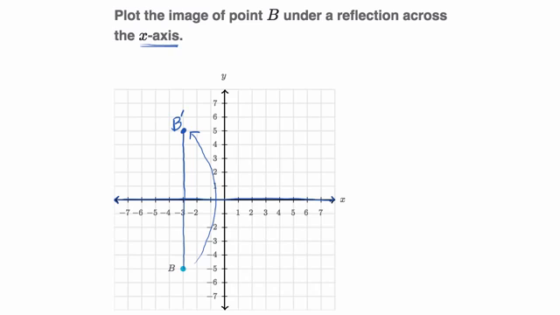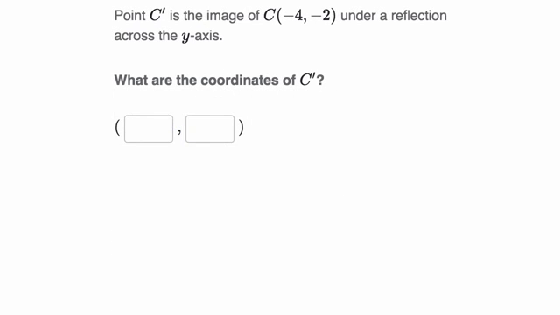Let's do another example. So here they tell us point C prime is the image of C, which is at the coordinates -4, -2, under a reflection across the y-axis. What are the coordinates of C prime? So pause this video and see if you can figure it out on your own. So there's several ways to approach it. It doesn't hurt to do a quick visual diagram.